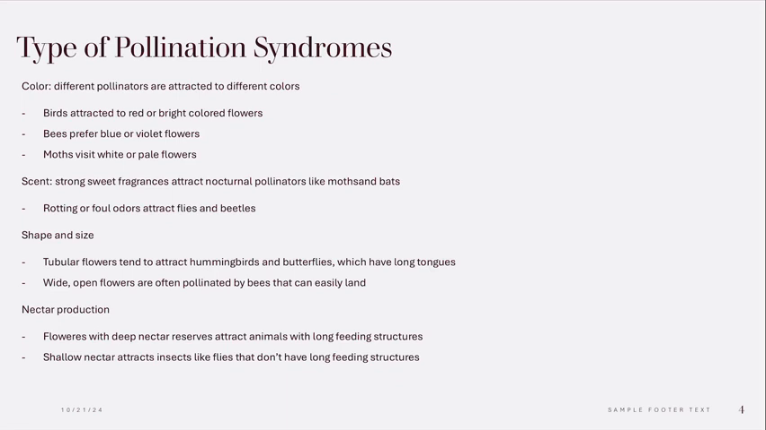Going from what is pollination syndrome, this is my side: types of pollination syndromes. Color: different pollinators are attracted to different colors. Birds are attracted to red or bright colored flowers. Bees prefer blue or violet flowers. Moths visit white or pale flowers.